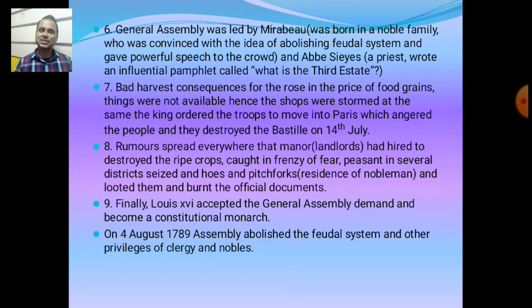also started to attack the various residences of the nobles and looted them and burned the official documents.